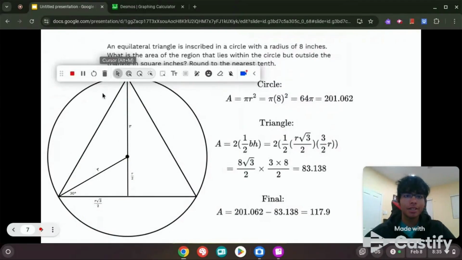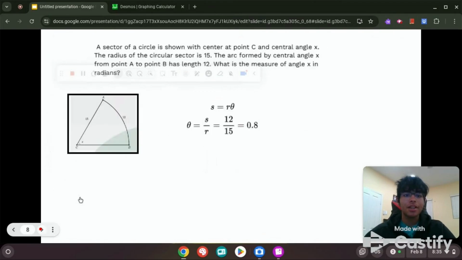Oh wait, I need to switch it. Okay, a sector of a circle is shown with center point C and central angle x. The radius of the circular sector is 15. The arc formed by the central angle x from point A to point B has length 12. What is the measure of angle x in radians?